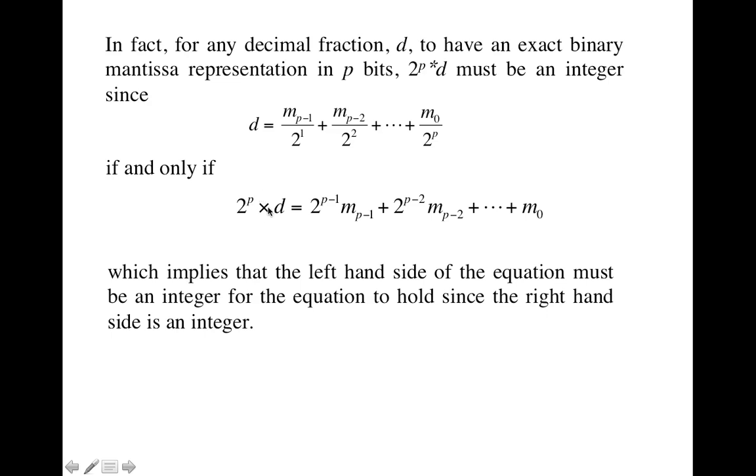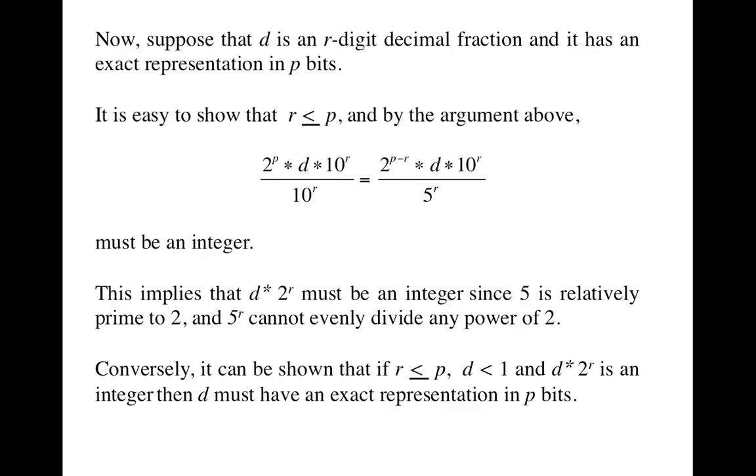Any other d would not fit into this representation. So if you take some d and multiply it by 2 to the p and don't get an integer, that means that d is not representable in this p-bit representation, and that's possible. Lots of numbers actually give you that condition.